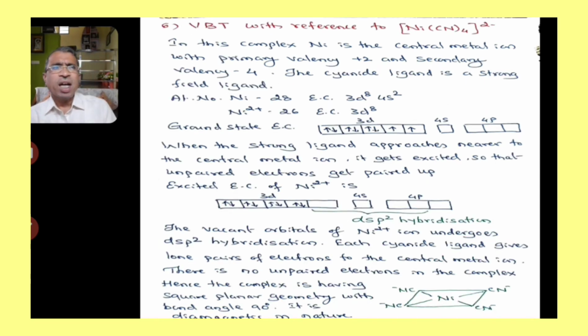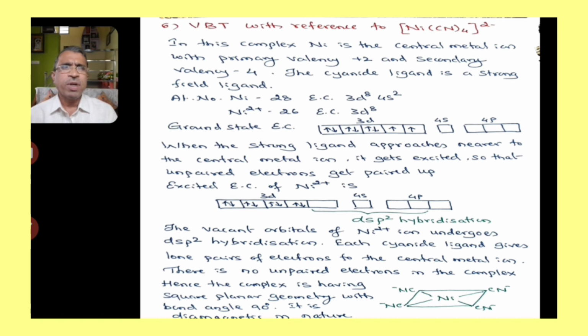Let us take another example, that is the tetracyanonickelate 2 ion. In this complex, nickel is the central metal ion with primary valency +2 and secondary valency 4. The cyanide ligand is a strong field ligand and the atomic number of nickel is 28. Electronic configuration is 3d8 4s2. Nickel is in +2 state.